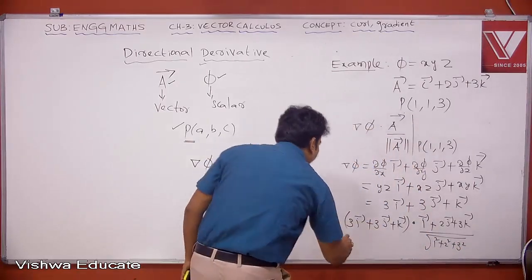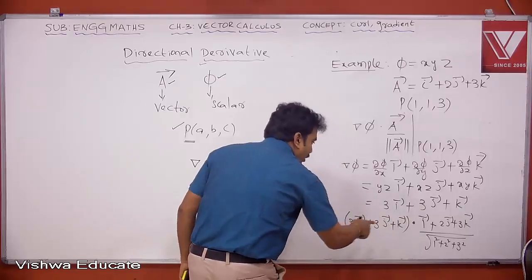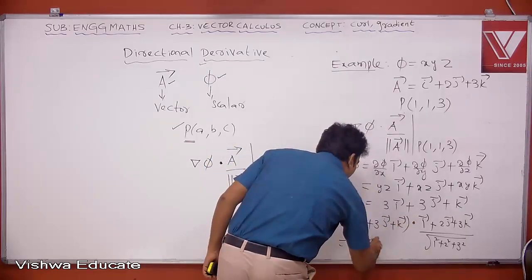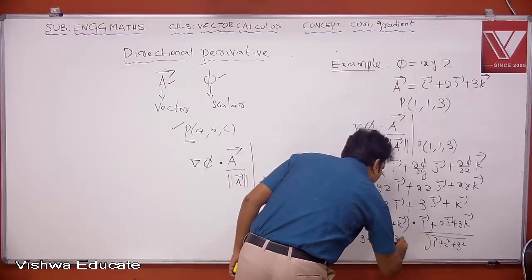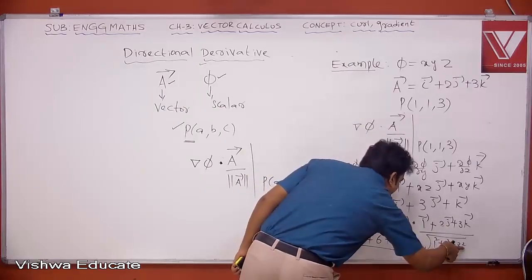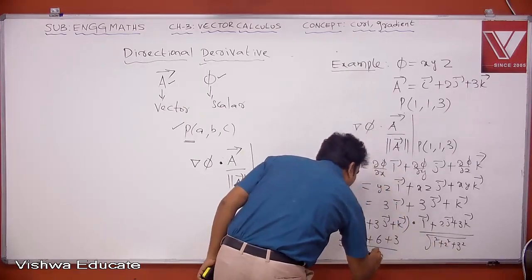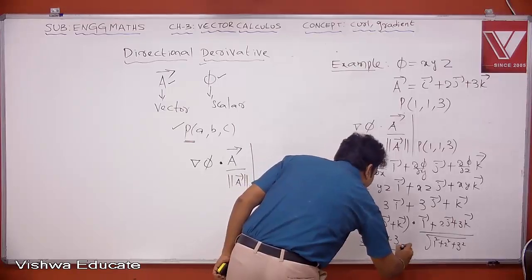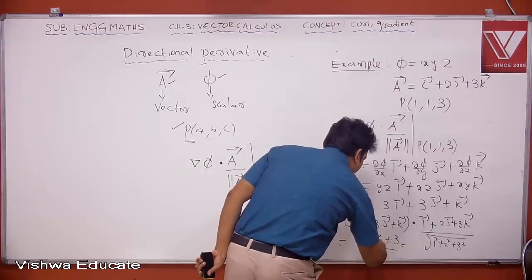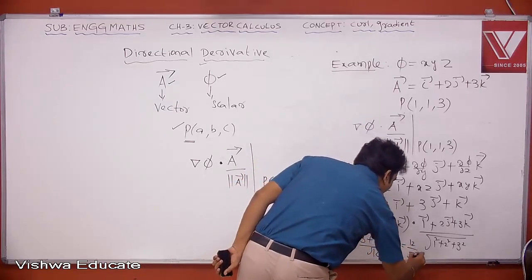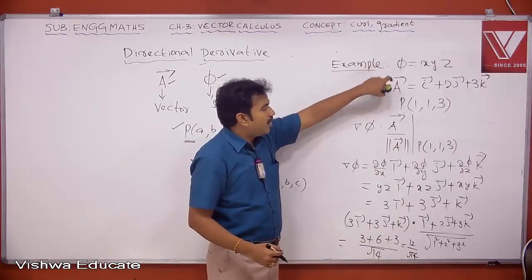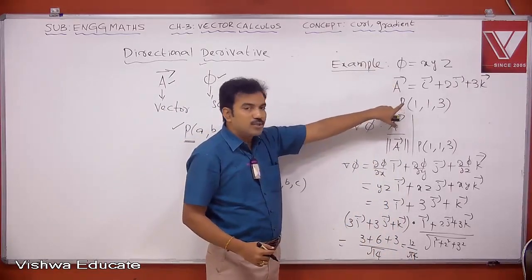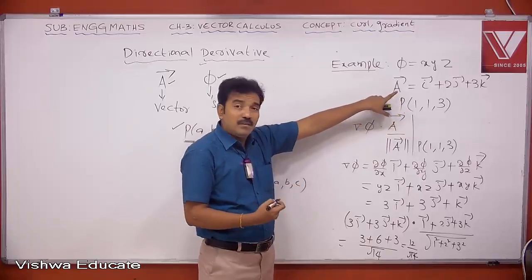Now when you simplify, this is a normal dot product. 3 into 1 is 3, plus 3 into 2 is 6, plus 1 into 3 is 3, divided by 1 plus 4 plus 9, which is 14. So this is root 14. So therefore this is 3 plus 6 plus 3 is 12, so 12 divided by the square root of 14. This is the directional derivative of this scalar in the direction of this vector at this point P. This is a very important model.